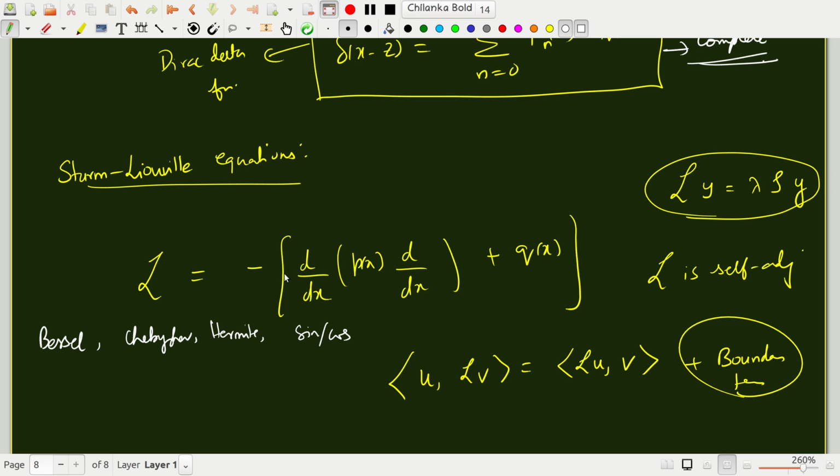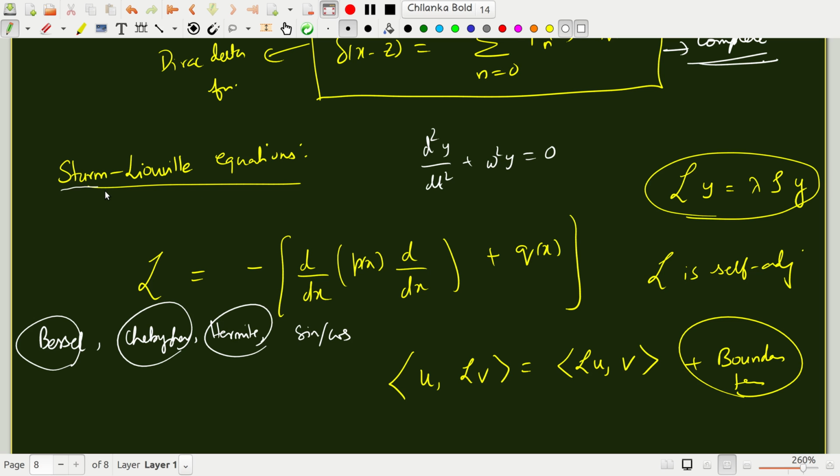If you solve the simple harmonic oscillator problem, that is d squared y by dt squared plus omega squared y, you get sines and cosines. If you solve the Bessel differential equation, you get the Bessel functions as orthogonal eigenfunctions. If you solve the Chebyshev differential equation, you get the Chebyshev polynomials, Hermite polynomials, and so on. So there is a general class of differential equations which are in this format of the Sturm-Liouville equation.